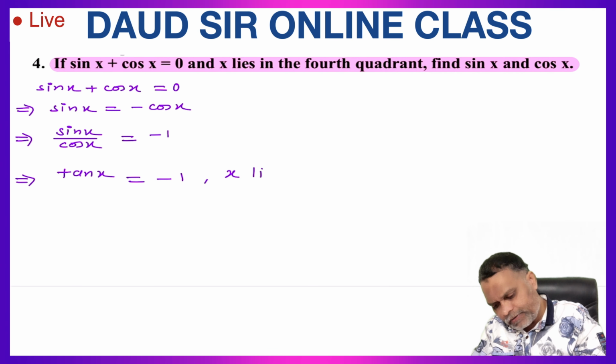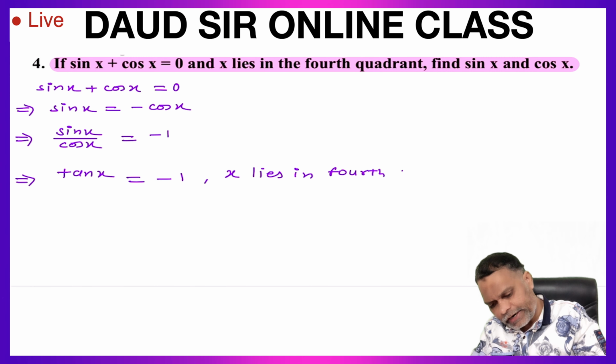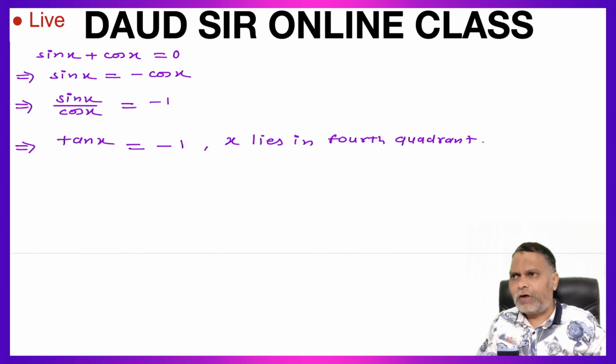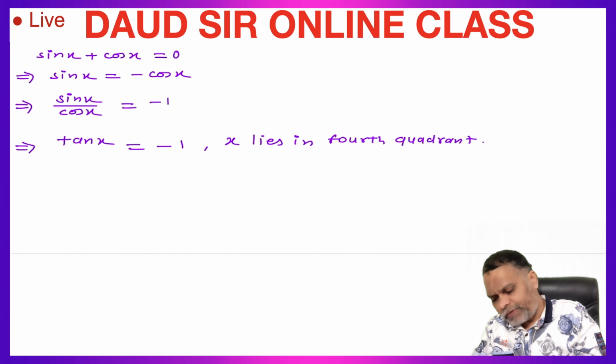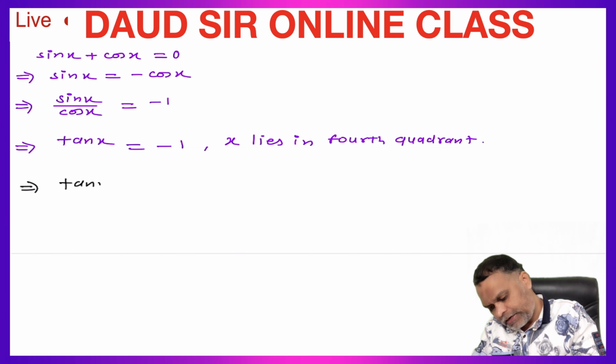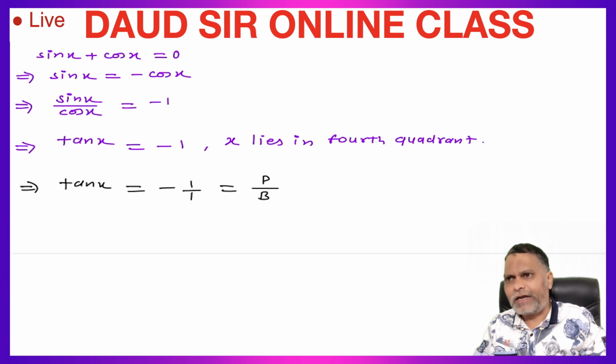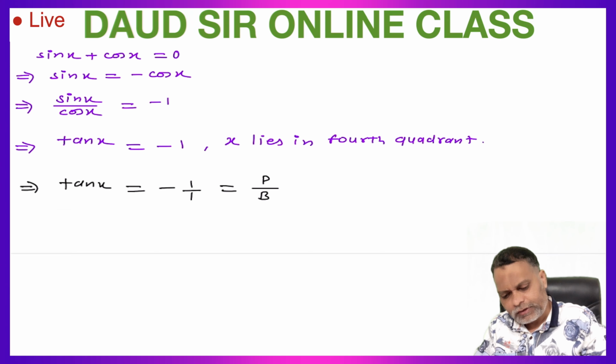X lies in the fourth quadrant. So this tan x is equal to minus 1. We can take tan x is equal to minus 1 upon 1, and tan x is basically perpendicular upon base. So make one right angle triangle and calculate the third side.